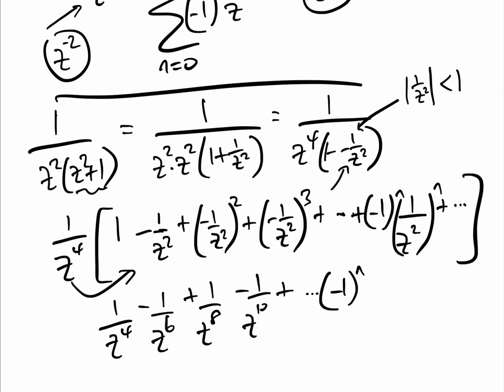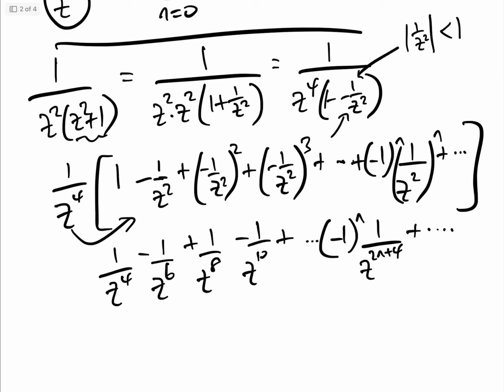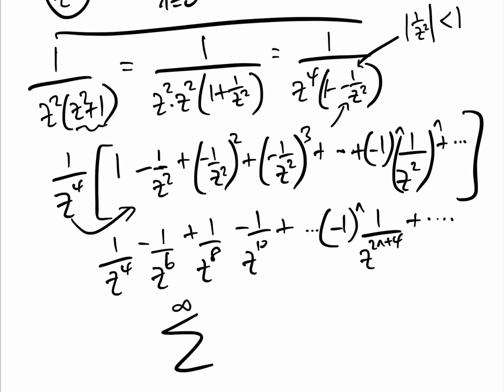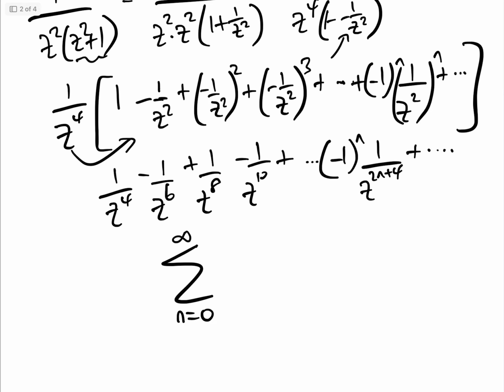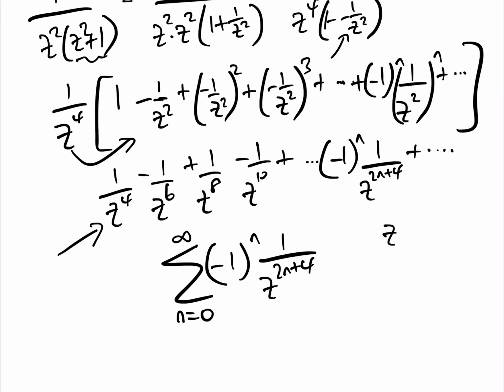Add minus 1 to the n, 1 over z to the 2n plus 4, add and to put that in summation form, that is the sum between n equals 0 and infinity of minus 1 to the n, 1 over z to the 2n plus 4. And again, this is a Laurent series because we have all of the terms, well, some of the terms, as it happens in this particular case, all of the terms in the form z to the minus n as opposed to z to the n if they were Taylor. So that is the answer to question 2, part 2.